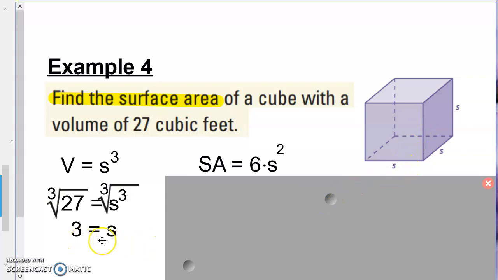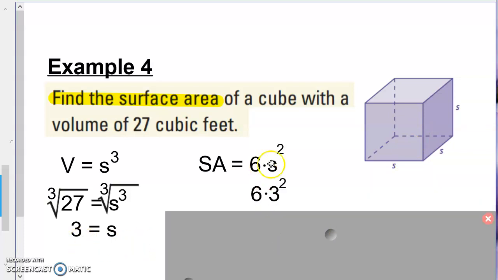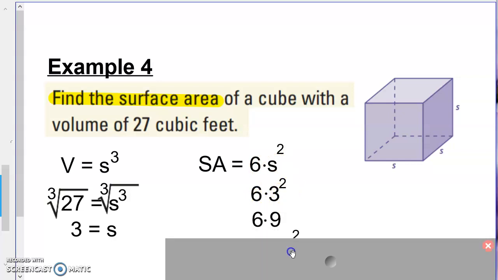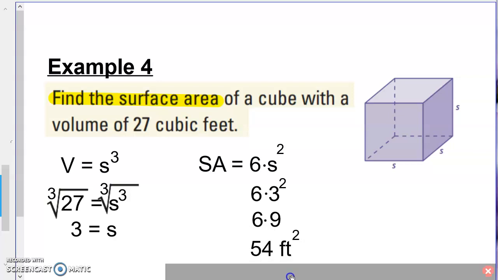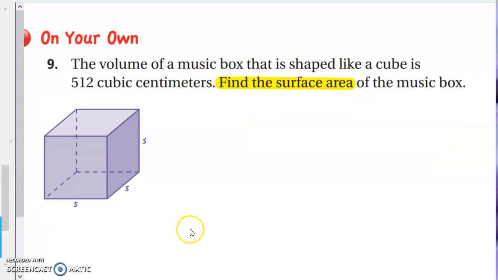So now that I know my side length is 3, I'm going to replace the s with 3. 6 times 3 squared, well, first I figure out 3 squared would be 9, and then 6 times 9 would obviously give me 54 feet squared, and that would be the surface area of this cube right here. Okay, you can try doing this one on your own.